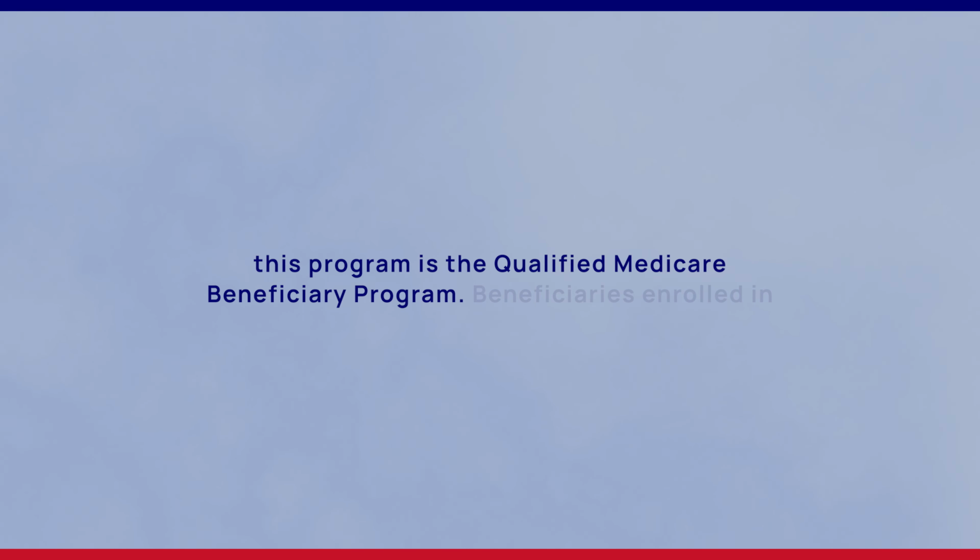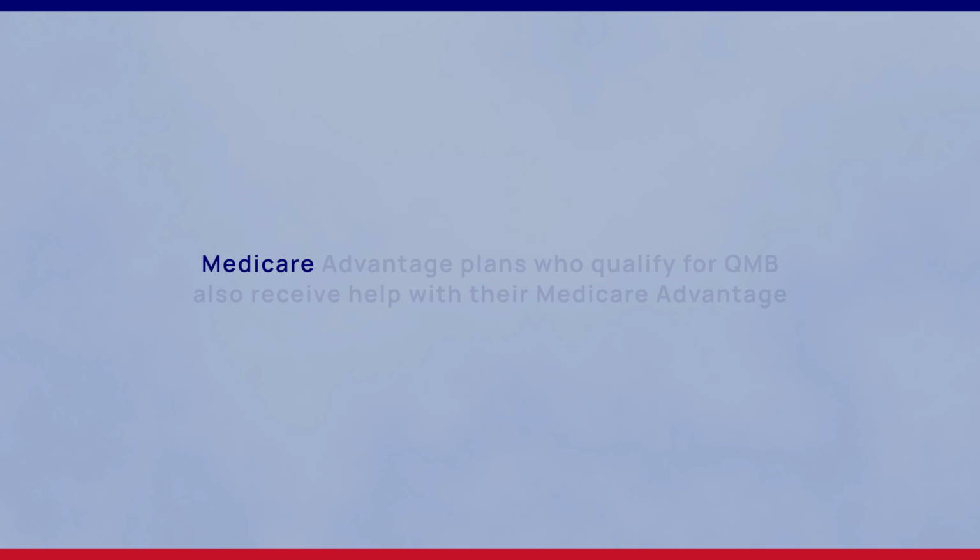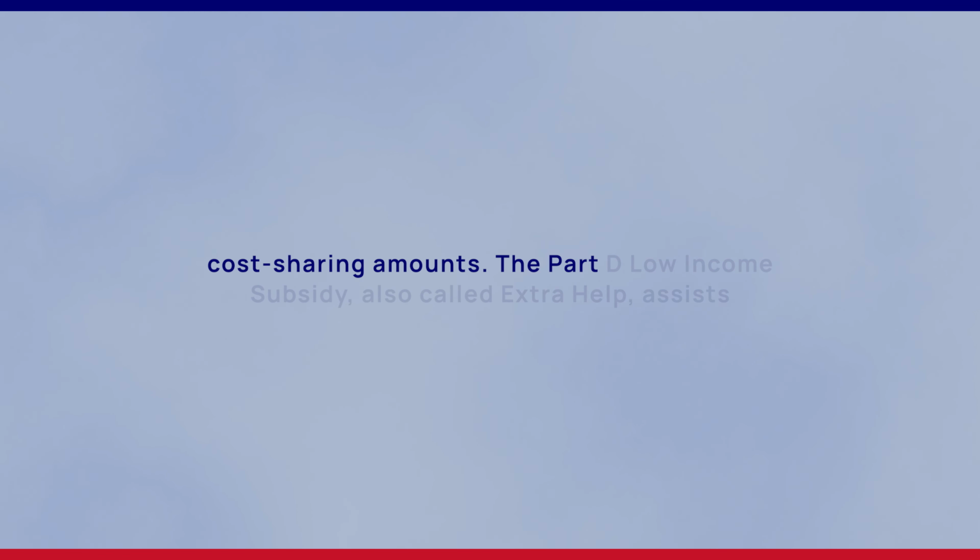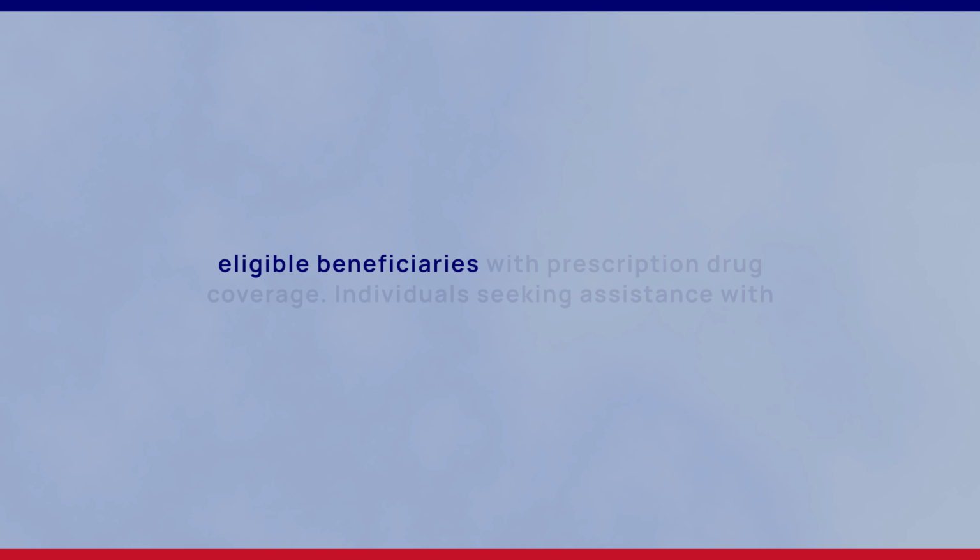One example of this program is the Qualified Medicare Beneficiary Program. Beneficiaries enrolled in Medicare Advantage plans who qualify for QMB also receive help with their Medicare Advantage cost-sharing amounts. The Part D low-income subsidy, also called Extra Help, assists eligible beneficiaries with prescription drug coverage.